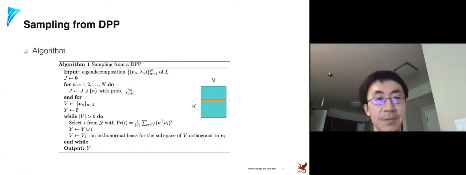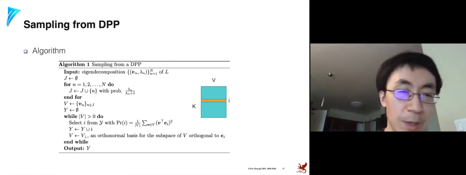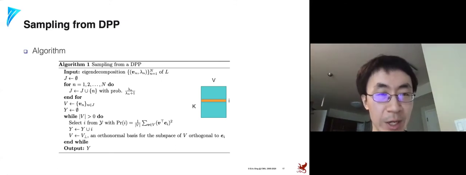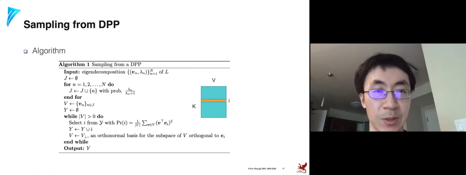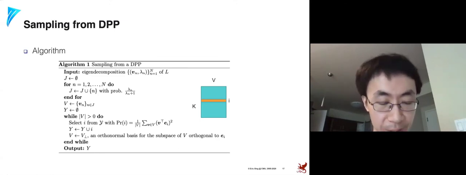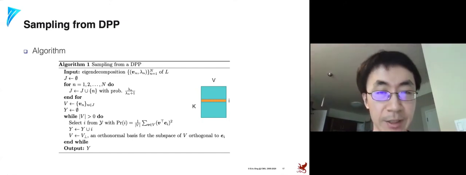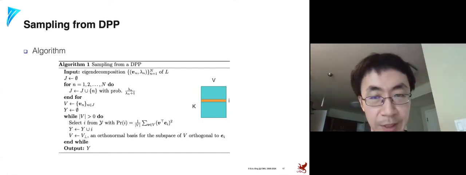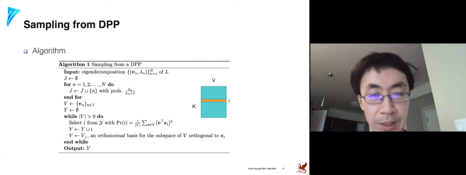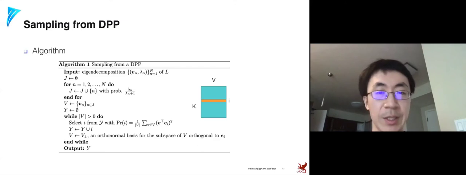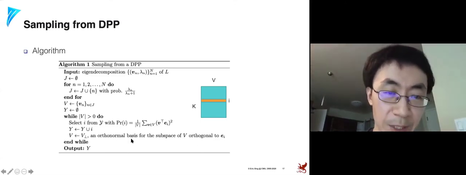Okay, if you want to check why this sampling algorithm ensures that the samples drawn are from the DPP, at the end of this lecture there is a reference slide, and you can take a look. Due to the constraint of time, we are not going to prove this in this class. But intuitively, why does this sampling method ensure diversity? The major intuition comes from this part.